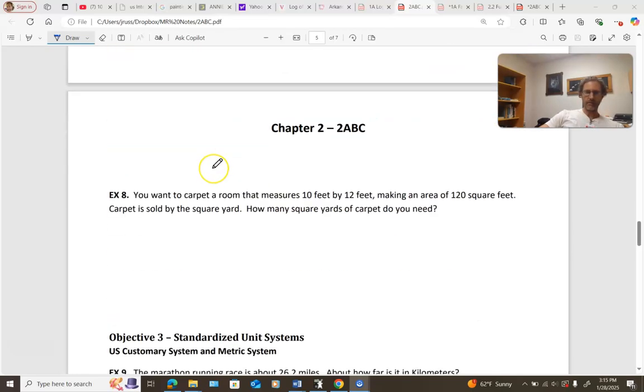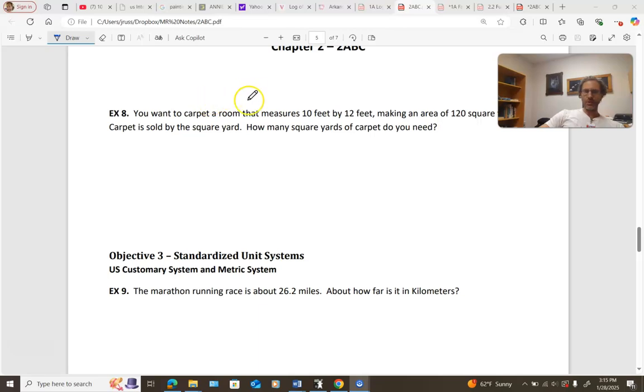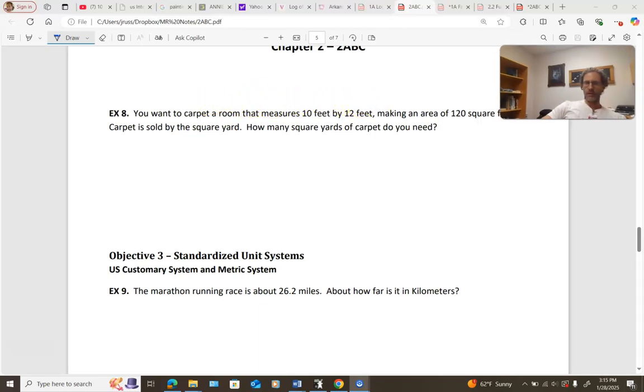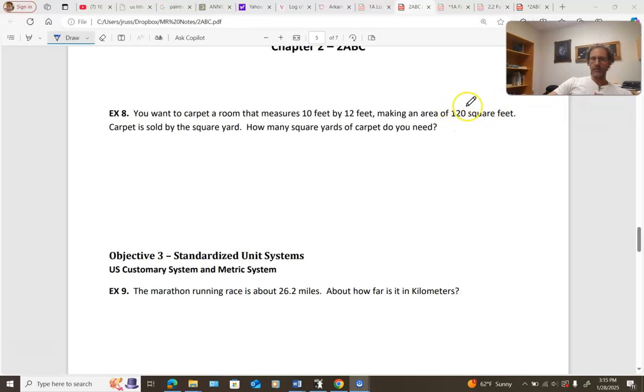Example 8. It says you want to carpet a room that measures 10 feet by 12 feet, making an area of 120 square feet. Okay, so we don't even have to calculate the area. They give us that automatically, and it comes from multiplying those two dimensions. 10 times 12 is 120 square feet, so this is the unit.